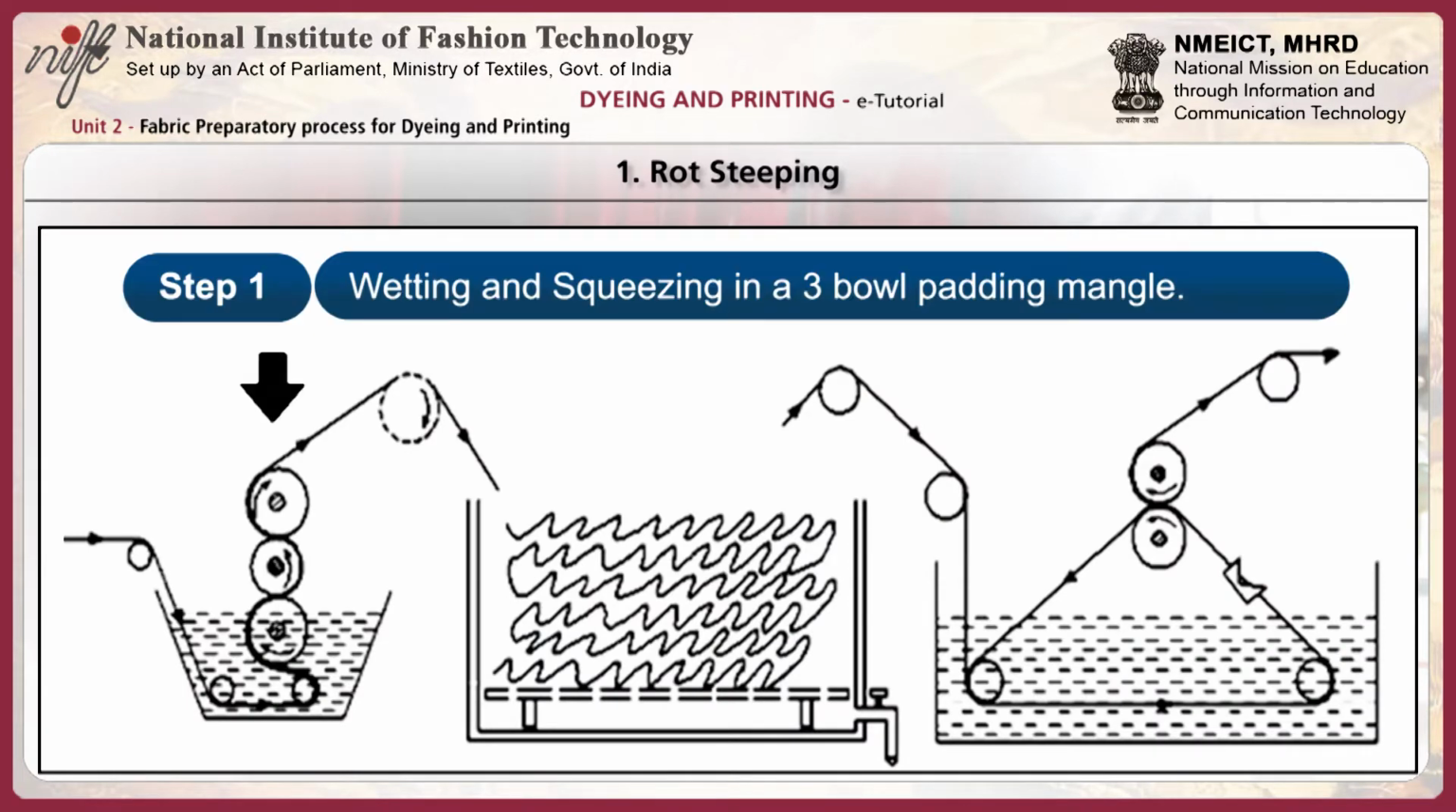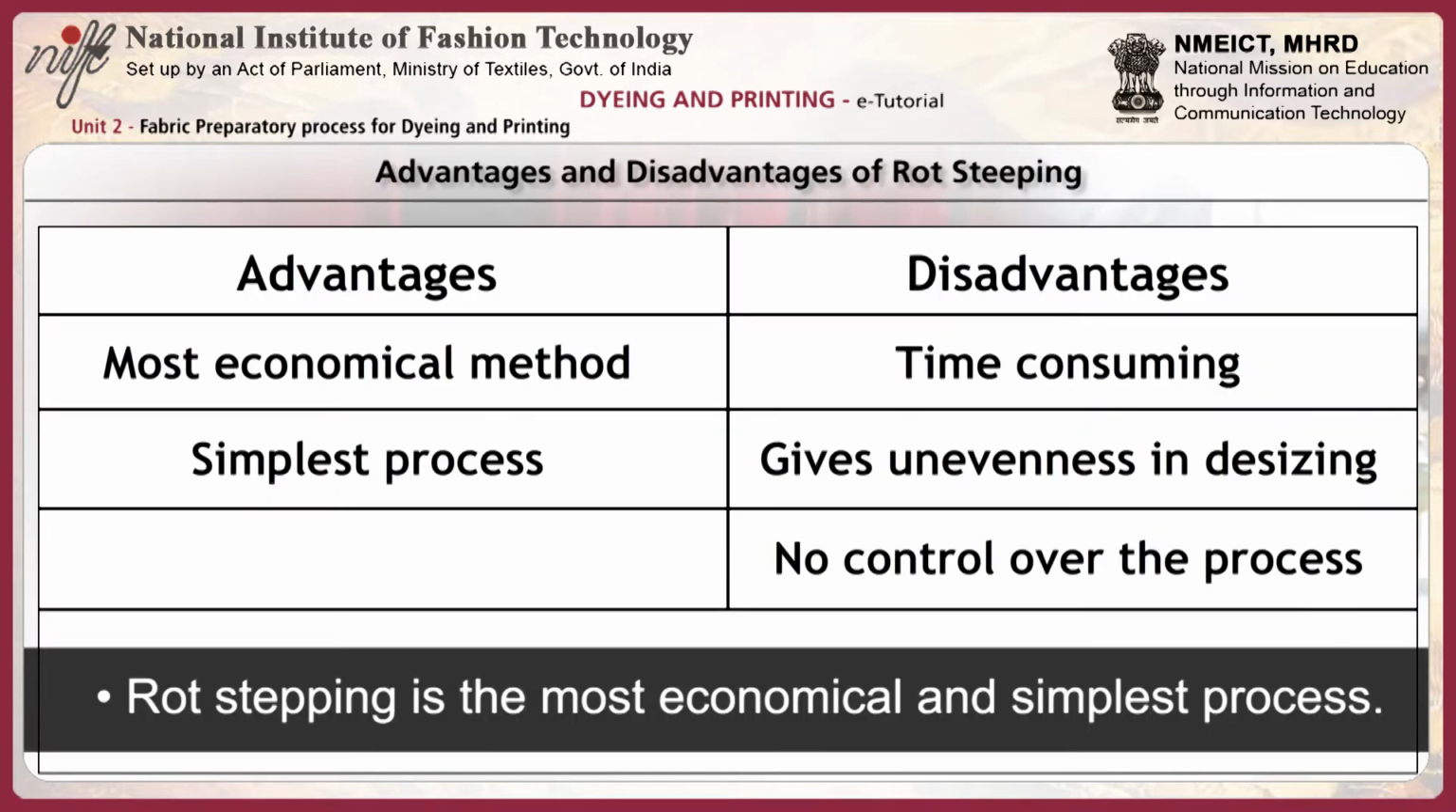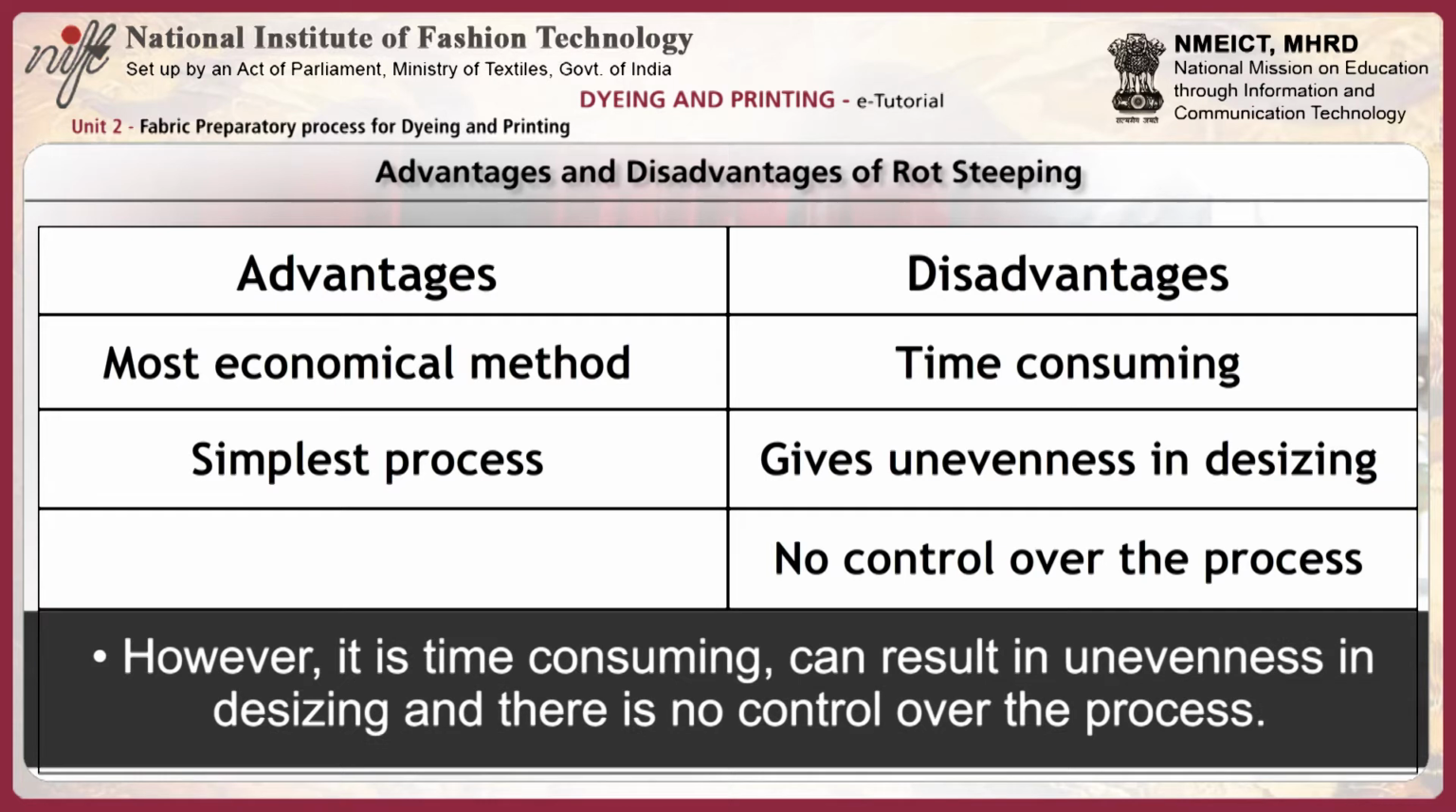Step 1. Wetting and squeezing in a 3-bowl padding mangle. Step 2. Steeping of wet fabric in a storage tank. Step 3. Washing in rope washing machine. Rot stripping is the most economical and simplest process. However, it is time consuming, can result in unevenness in desizing, and there is no control over the process.